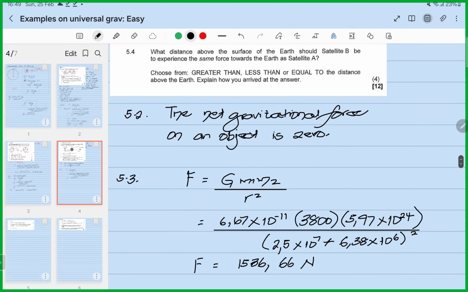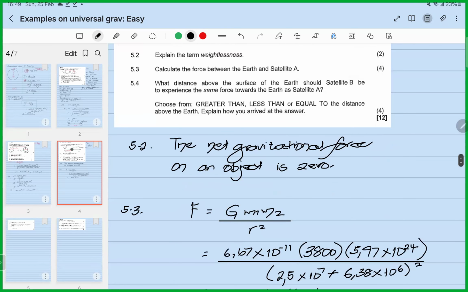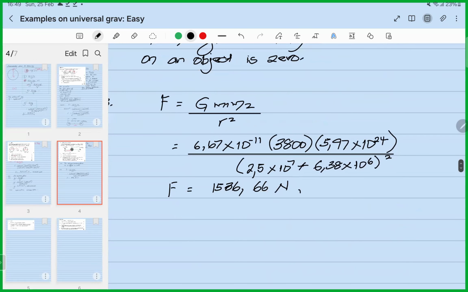Go back again and read it carefully. Calculate the force between the Earth and satellite A. So if it says between, it's not giving you a particular direction. You will say towards each other, because they're not talking about any one of the particular planets, or the planet or the satellite.